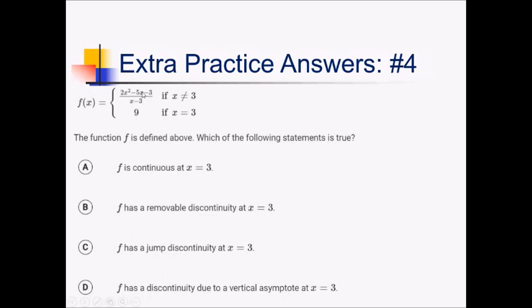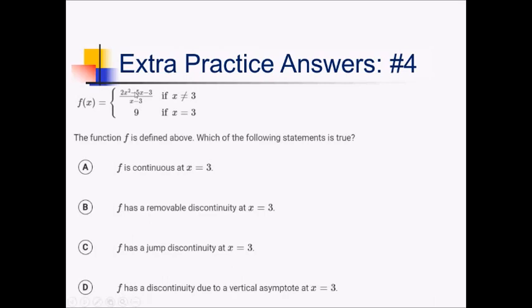How about the numerator, though? So we've got 2 times 9, which is 18, minus 15, that's 3. 3 minus 3 is also 0. So we're getting 0 over 0. That means we have some kind of discontinuity going on there.